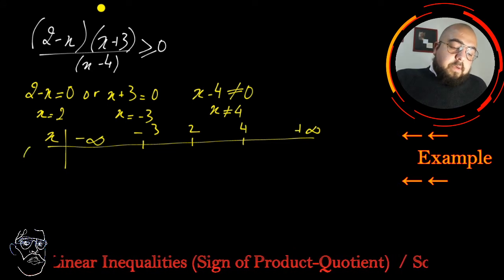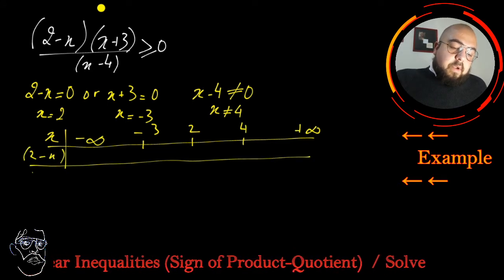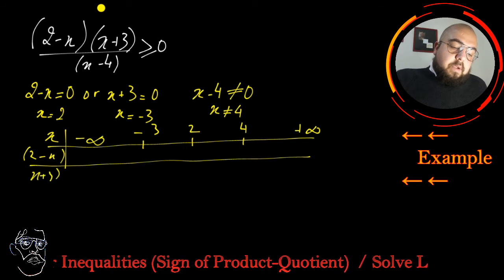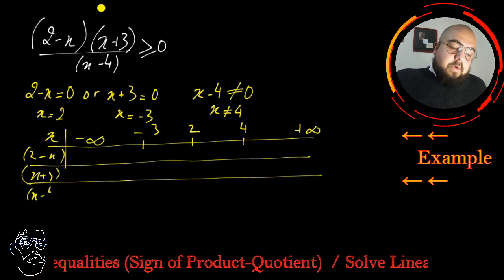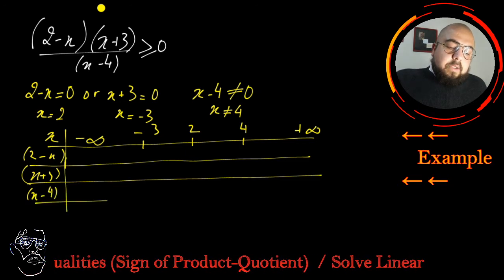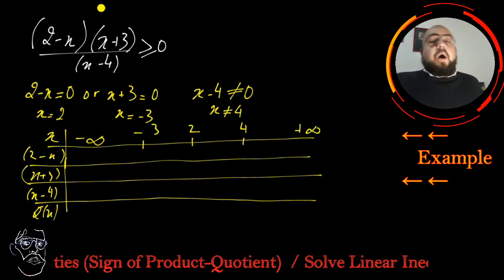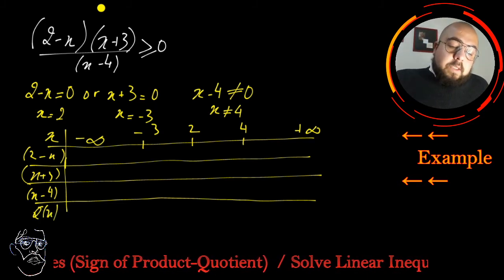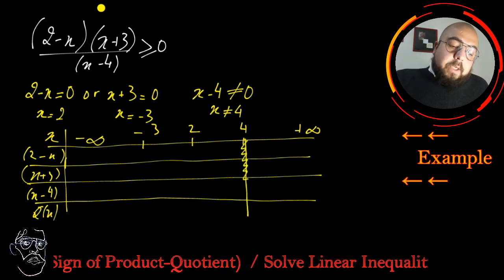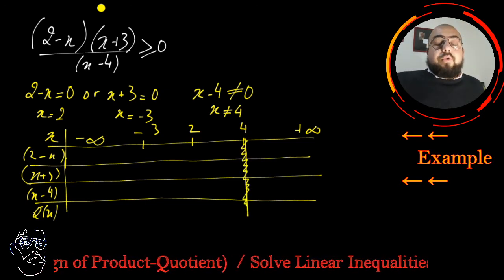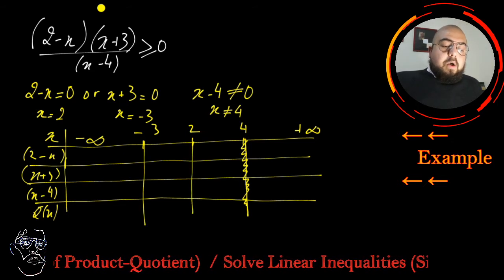The first factor, 2 minus x. The second factor, x plus 3. The third factor, x minus 4. And then you can say it's the quotient Q of x. Now, in order to not forget, 4 is a value which is shaded because it's a value that I should reject. What about minus 3 and 2? They can be normal values.